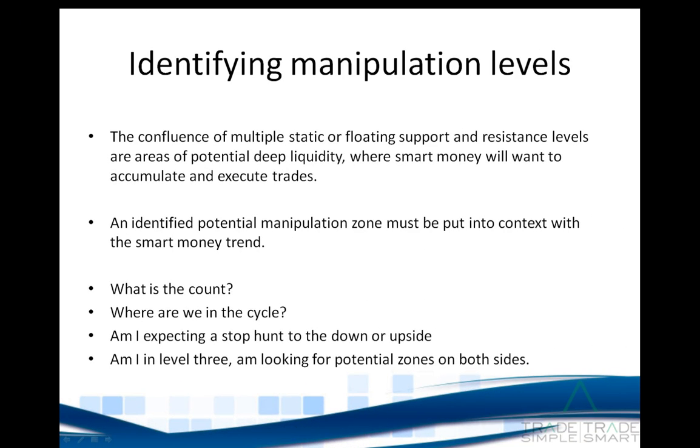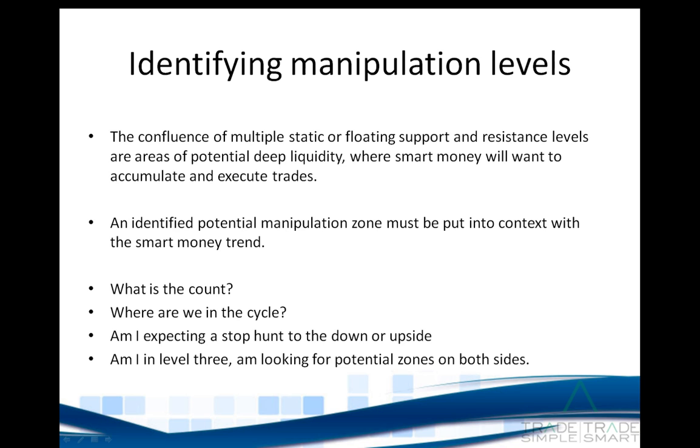Okay, so you've learned that the confluence of multiple static or floating support and resistance levels are areas of potential deep liquidity, and we know that smart money will want to push prices to these levels, accumulate orders, and also execute their trade. So the more of the technical levels that we've looked over that come together within a relatively narrow price range, the stronger the chances of manipulation taking place in and around this level.